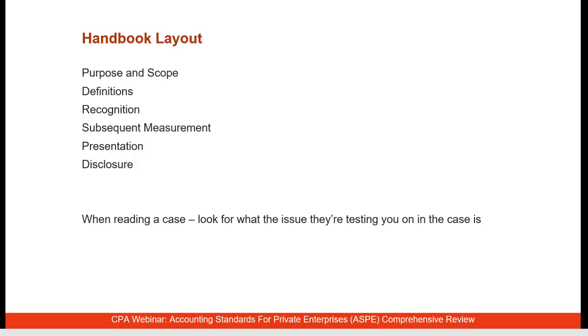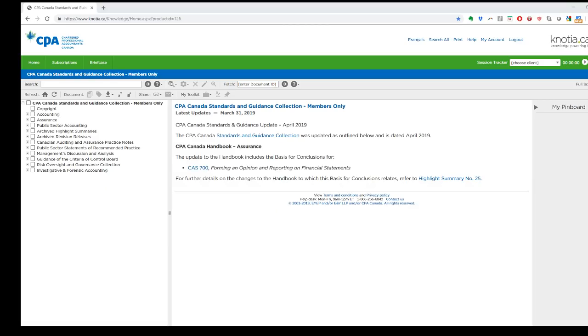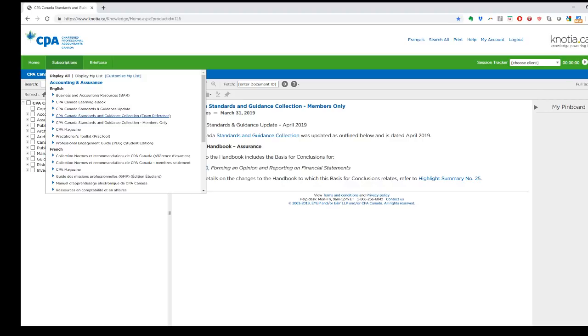And I just want to pull up the handbook for all of you to see so that you can get an idea of what I'm talking about. So here you can see the handbook. And all of you should have the Kenosha reference version. And what you should see is also the exam reference version.